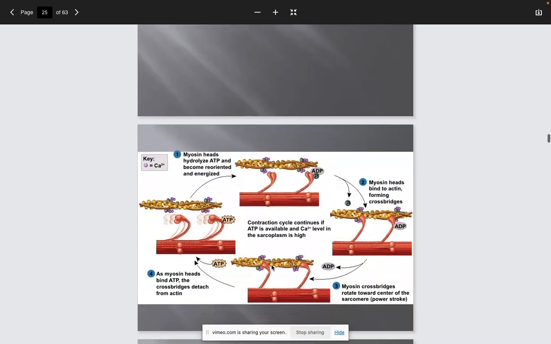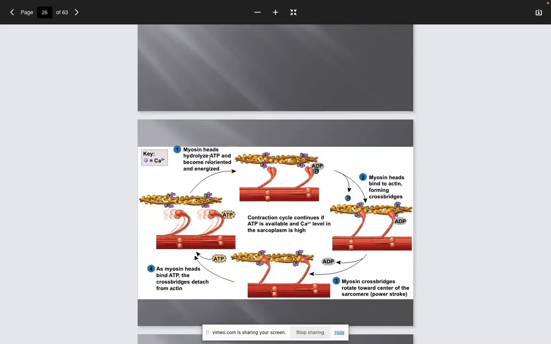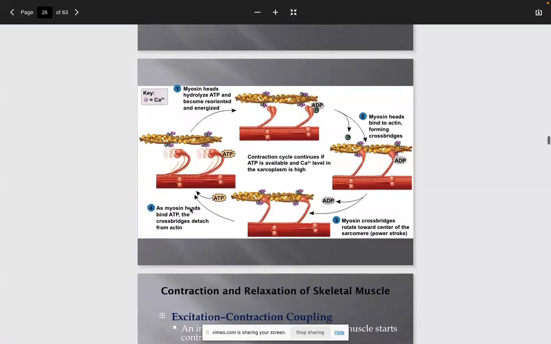Again, this picture here will show you fully what's happened. Myosin head is hydrolyzing ATP and splitting it. As you can see, as it begins to split, myosin will then bind to actin, forming the cross bridge, and then during the power stroke, they will slide past each other. Okay, and then eventually, whenever ATP comes in, it will then bind to myosin, allowing detachment from actin.